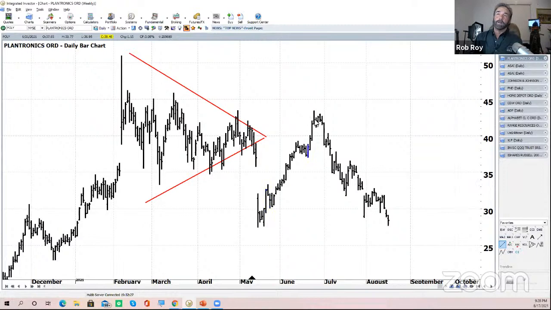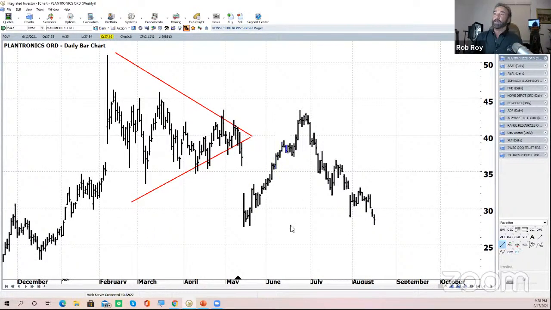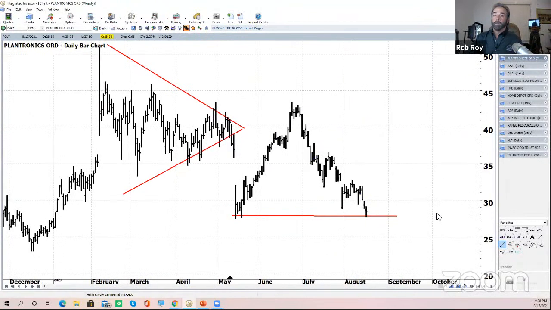Then we recovered, and you can get more information on this one in the past, but we moved to the downside, and then we're back down, testing this low right here. So we'll want to see if that's going to hold that low or if we're going to break lower from here.